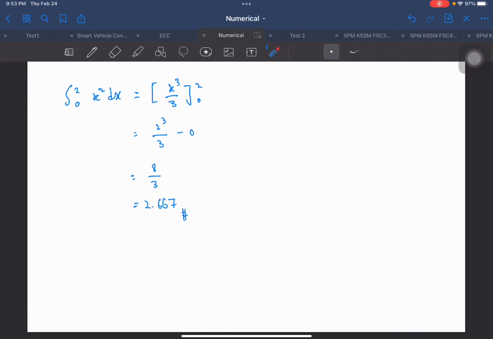So we can conclude that when it is a polynomial of degree 2, this method is exact. So remember 1, 4, 1, the magic number.